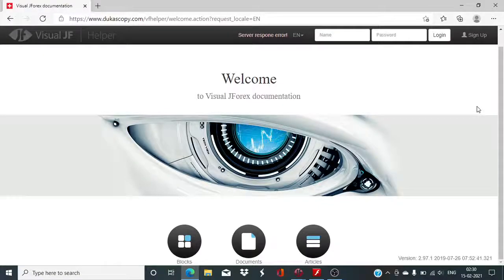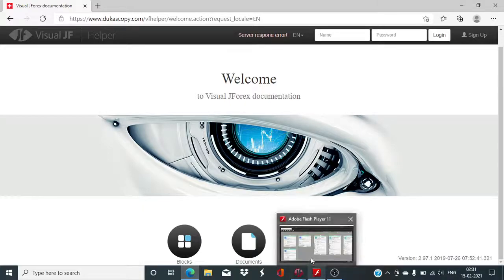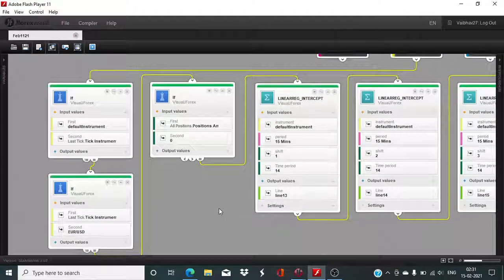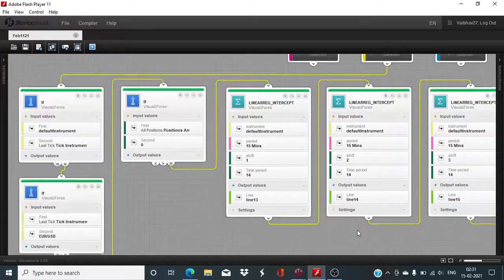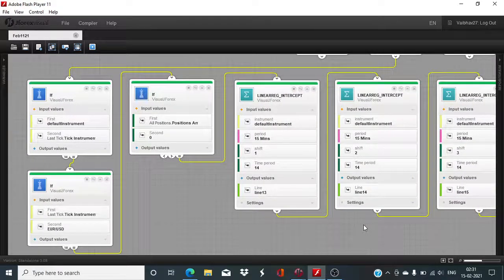Vaibhav. In today's session of Visual JForex, I will be continuing with the demonstration of the algorithm development using linear regression intercept. This is the third part, in which we will be building on the sell side. In the prior two sessions, I had initiated the setup, and then I had also gone on to build the buy side. And in today's session, all we have to do is complete the unfinished setup.